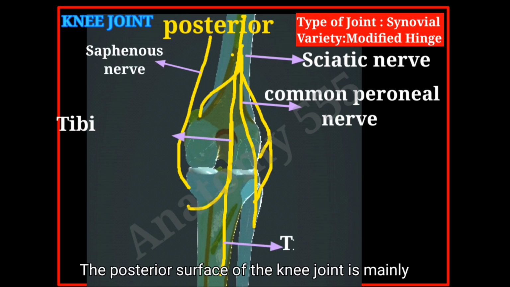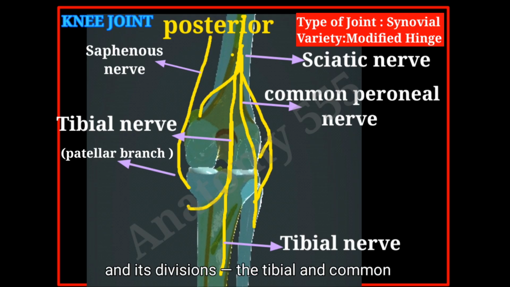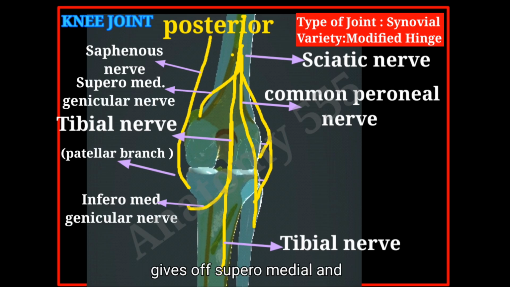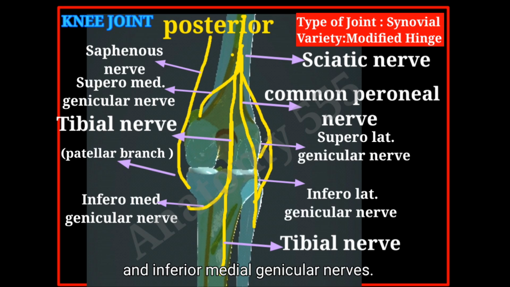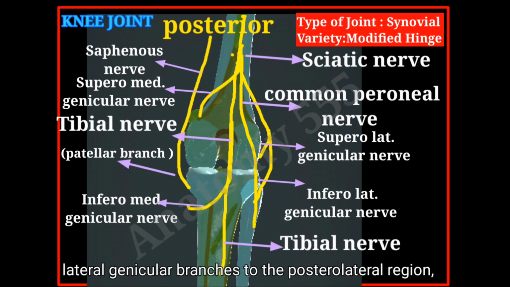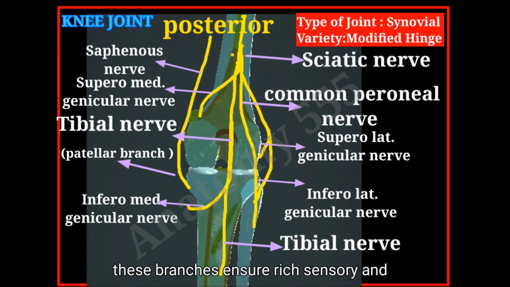The posterior surface of the knee joint is mainly supplied by branches of the sciatic nerve and its divisions, the tibial and common peroneal nerves. The tibial nerve gives off superior medial and inferior medial genicular nerves to supply the cruciate ligaments, synovial membrane, and posterior capsule. The common peroneal nerve, another branch of the sciatic, contributes superior and inferior lateral genicular branches to the posterolateral region. These branches ensure rich sensory and proprioceptive innervation.